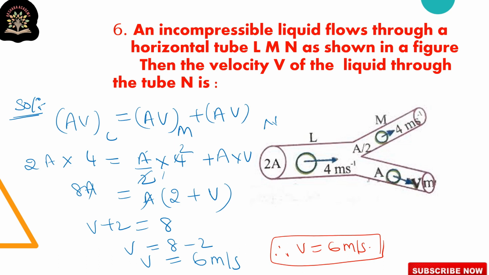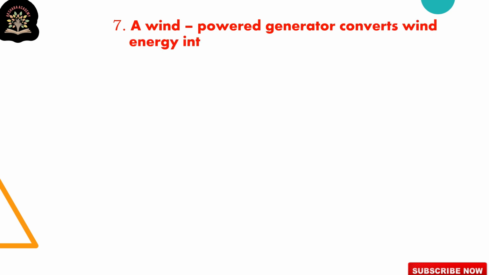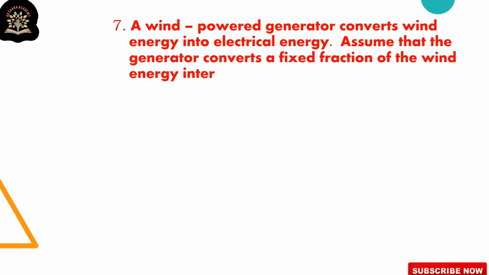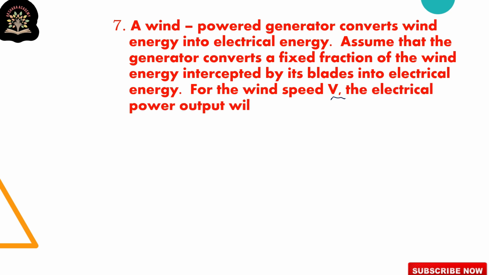Next we will go to the next question, the seventh one. A wind power generator converts wind energy into electrical energy. Assume that the generator converts a fixed fraction of the wind energy intercepted by its blades into electrical energy. For the wind speed v, the electrical power output will be proportional to?